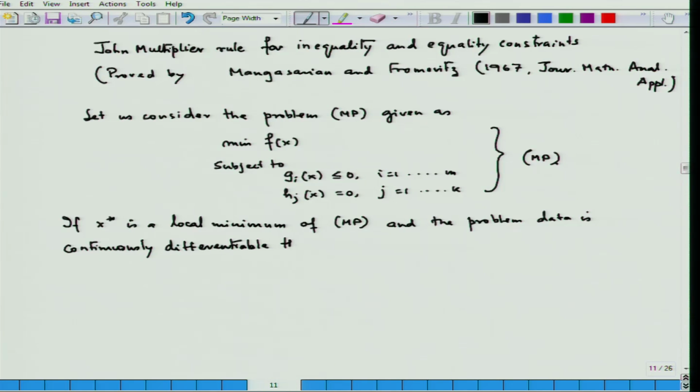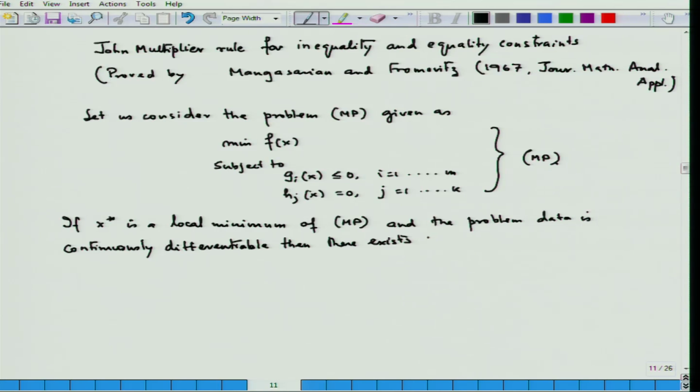Continuously differentiable, then there exists, look here I do not have just differentiability, but continuous differentiability. Essentially, to handle the equality constraints, you have to bring in the idea of implicit function theorem, where you need continuous differentiability, and once you want to combine everything, you will need a continuous differentiability on all of them.